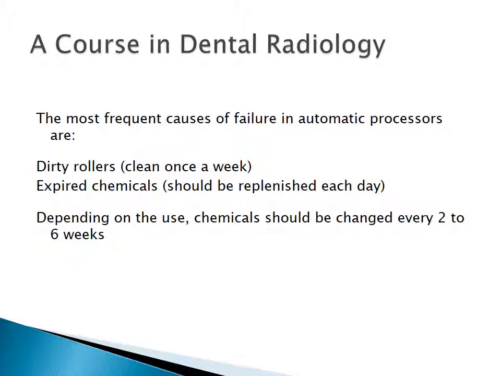Most of your processors now, every time they put a film in, they're going to replenish the chemicals in that processor. But depending on the manufacturer and how they're using their processor, they should be changing their chemicals out completely every 2 to 6 weeks. And that's where they try to save money, and they run their chemicals longer, which will then weaken the ability of those chemicals to do their job, which will then, again, you'll get a call saying all of our films are coming out cloudy.